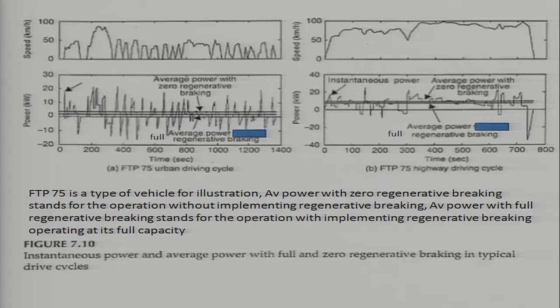Average power with full regenerative braking stands for the operation implementing regenerative braking at its full capacity. When you are operating the regenerative braking at its full capacity, you have this particular reduced value of the average power. That is what you can see from these two graphs. These two graphs show how exactly the size of the generator or the engine can be determined.